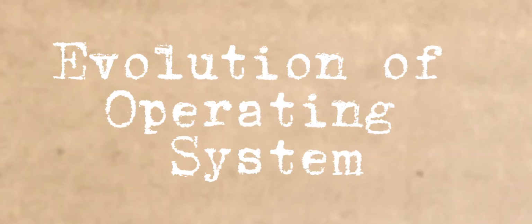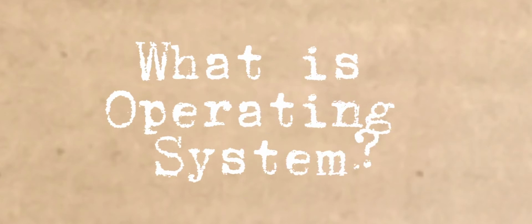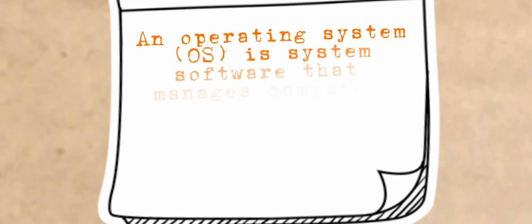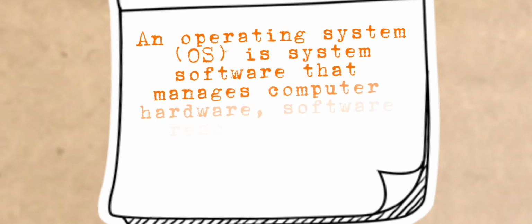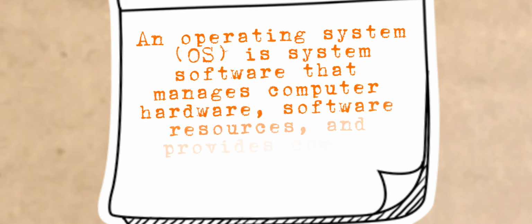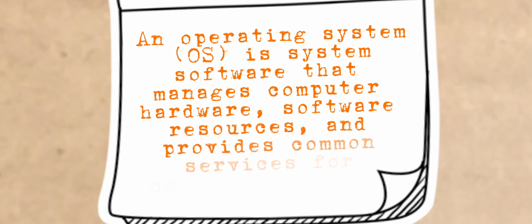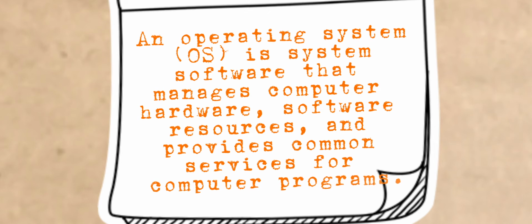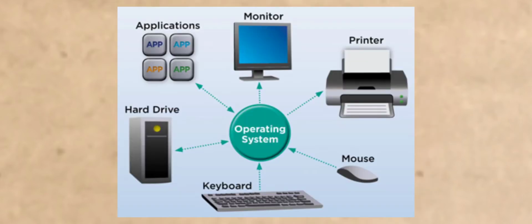For today's video, I'm going to share with you about the evolution of operating systems. So first, what is an operating system? An operating system or OS is system software that manages computer hardware, software, resources, and provides common services for computer programs. Operating systems are found on many devices that contain a computer, from cellular phones and video game consoles to web servers and supercomputers.